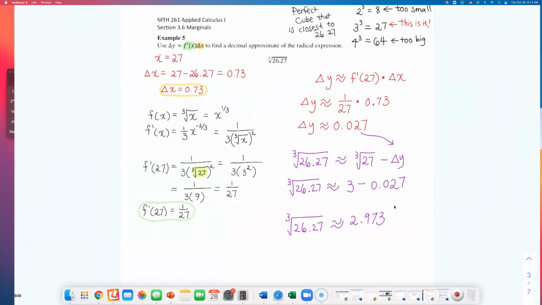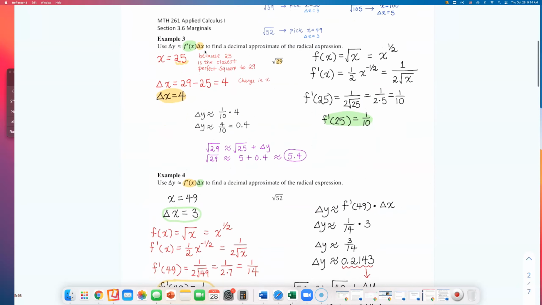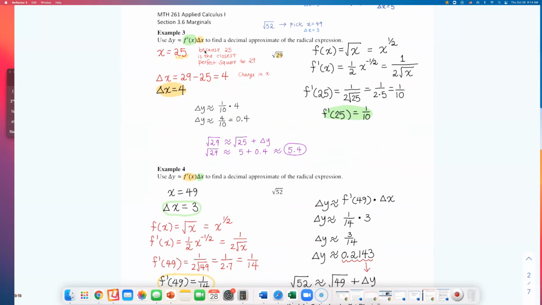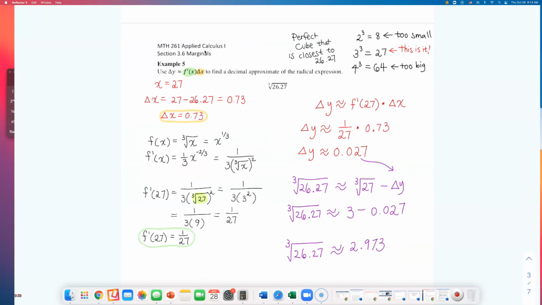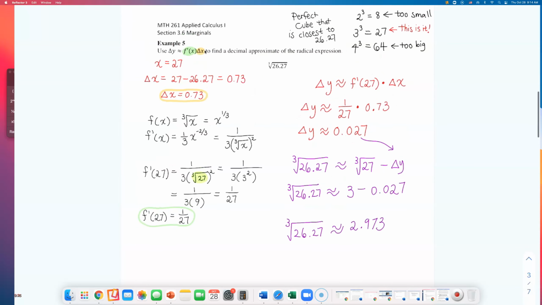So this is how you can use differentials of y to estimate a cube root of a non-perfect cube, and it involved this formula, delta y equals f prime of x times delta x. So those were the only 3 examples that I had prepared on approximating square root or cube root expressions. But if you want me to show you another one, just email me the problem, okay?